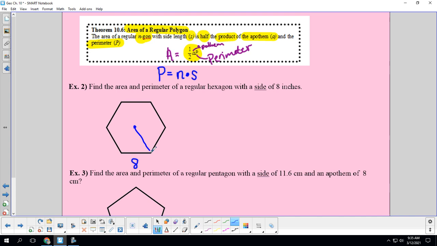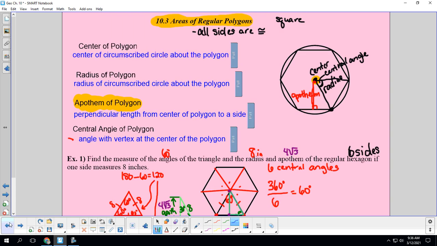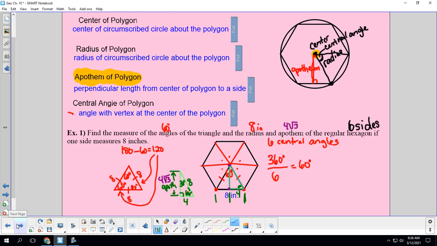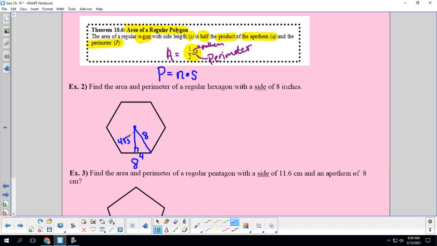Okay, we know from here to here is 8. We know from here, just this little snippet is 4. And we know that the apothem is 4 root 3 because we did it here. Just in case you fell asleep between this page and this page. We calculated the apothem is 4 root 3. So now we have to find the perimeter, and then we can use the area formula.